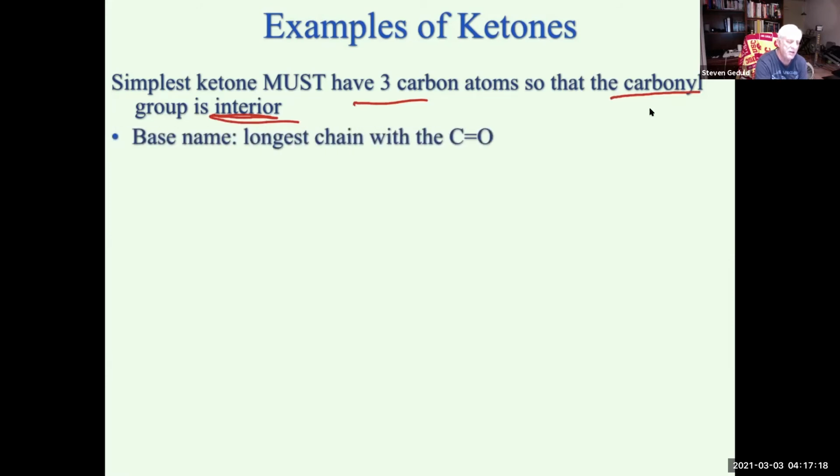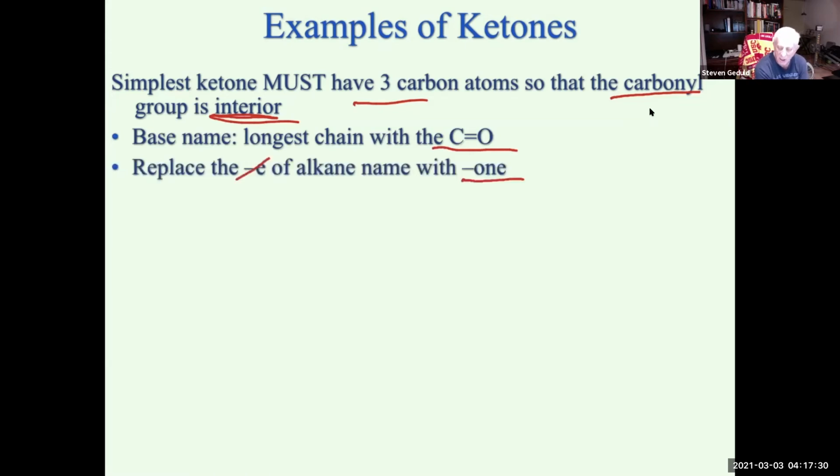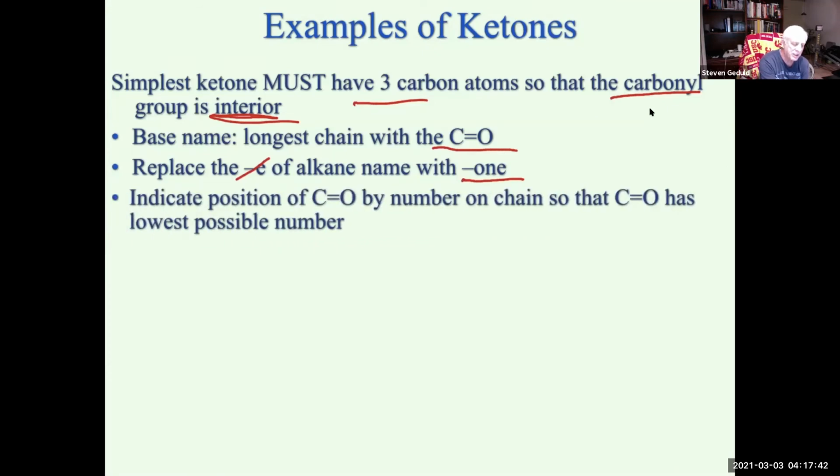Okay, the longest chain that includes a carbonyl group, same as aldehydes. Drop the E and add, instead of Al, ONE. So we're dropping the E and adding ONE for a ketone. So once you see the ending Al, you know it's an aldehyde. Once you see the ending ONE, you know it's a ketone. Indicate the position of the ketone by the number. The carbonyl group has the lowest possible number, just like always. Not changing any of the rules here.